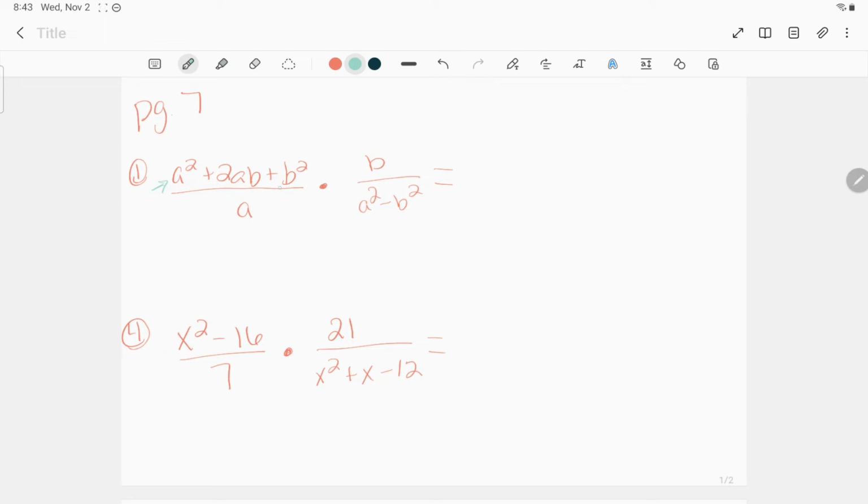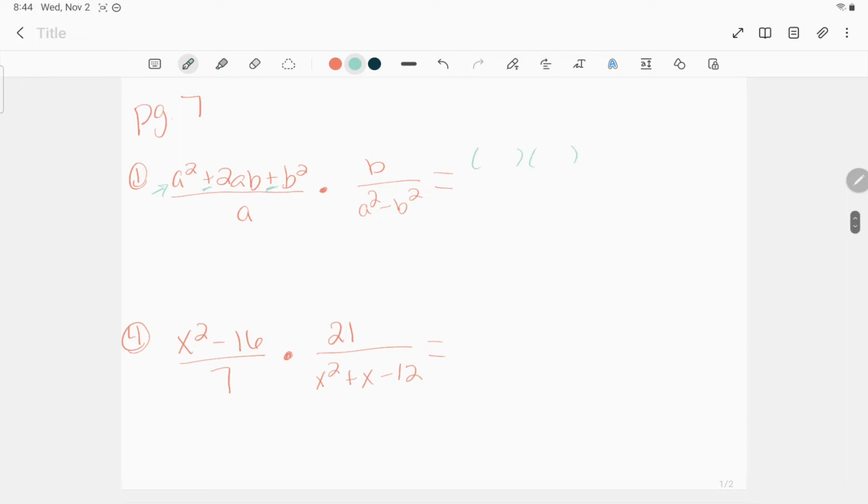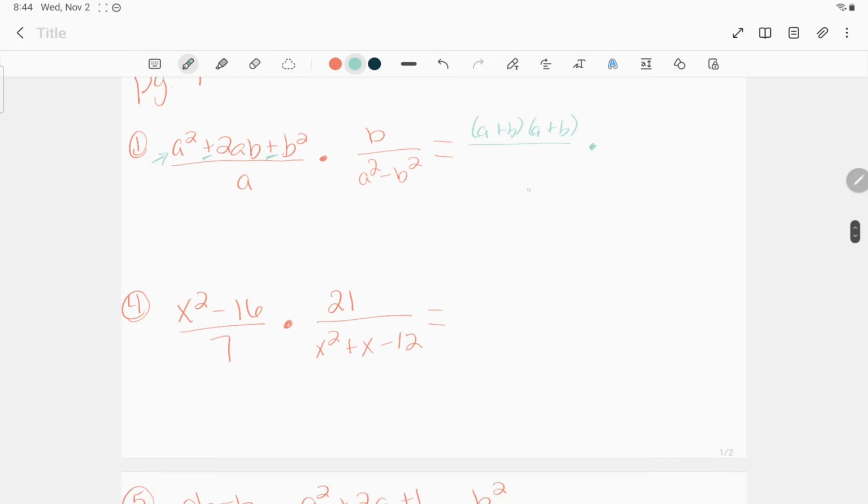Okay, so I have an a squared in the front and a b squared in the back. My second sign is positive, so I know that my signs are going to be the same. My first sign is positive, so both of my signs are going to be positive. Okay? And when you factor b, all there is is b. When you factor a, all there is is a. So that one was easy. And then that is over a.